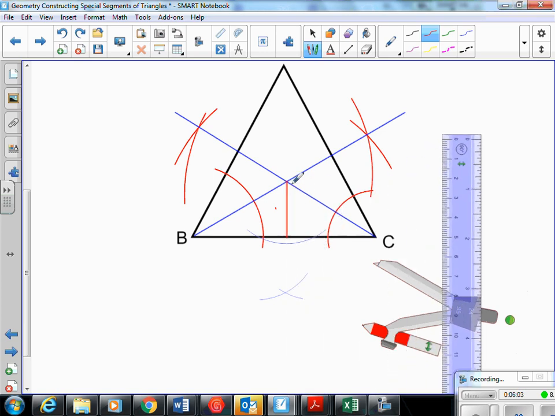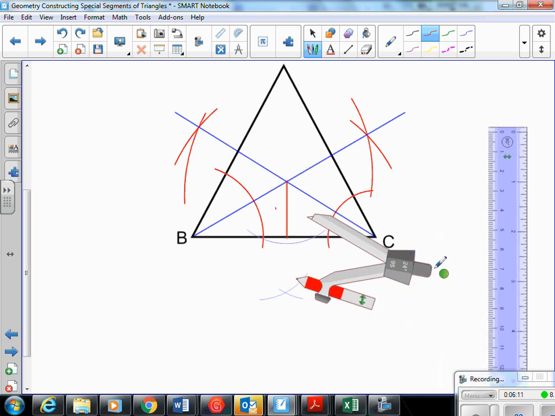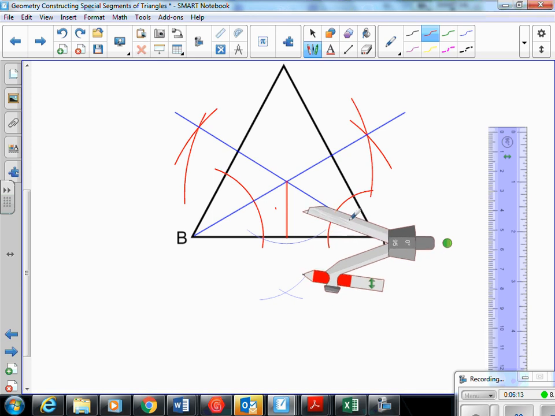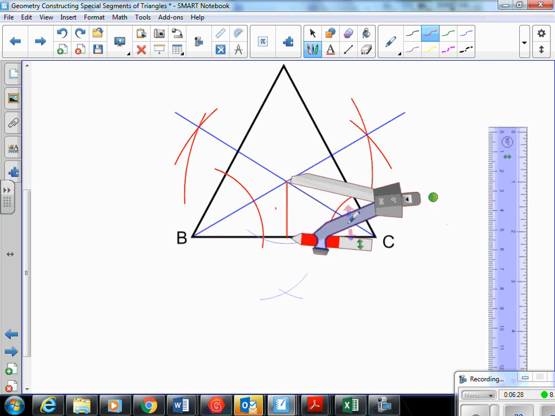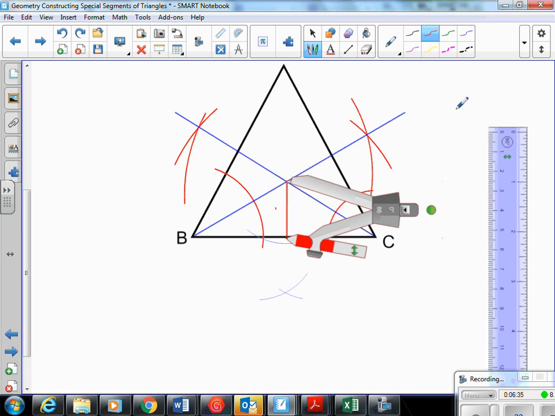Alright, so the length of this segment from this point to the side should be what the radius needs to be for our circle, or that's how wide we need to open our compass. So I'm going to put the point of my compass at the incenter. Close my compass. It's not going to let me set it exactly to that distance, so this will probably be a little bit off, but should be pretty close.